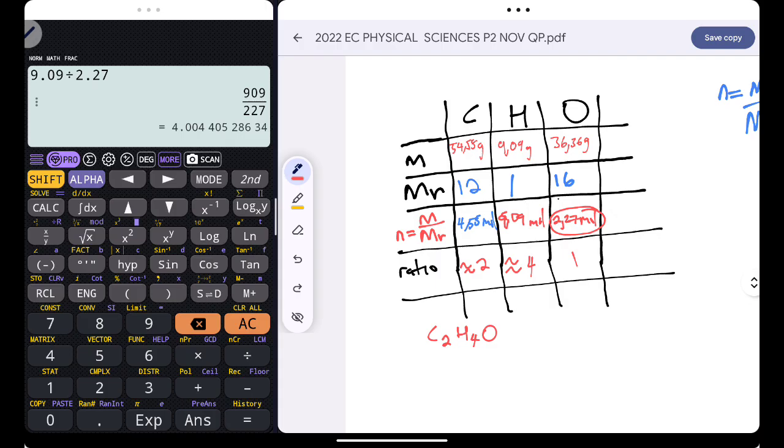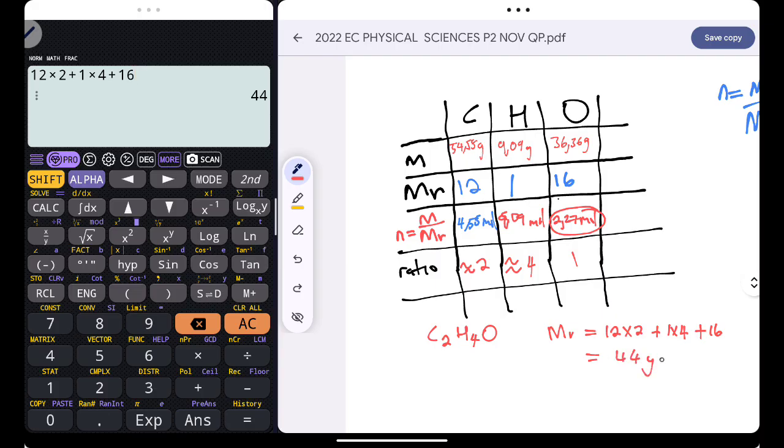And the molar mass for my empirical formula, I have 2 carbons plus 4 hydrogens and 1 oxygen. What do I get? 12 times 2 plus 1 times 4 plus 16.